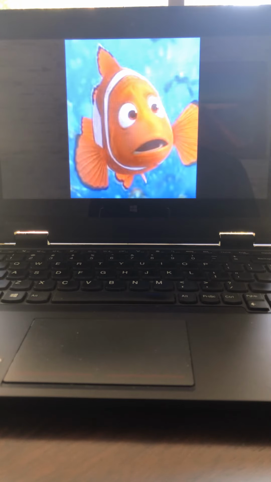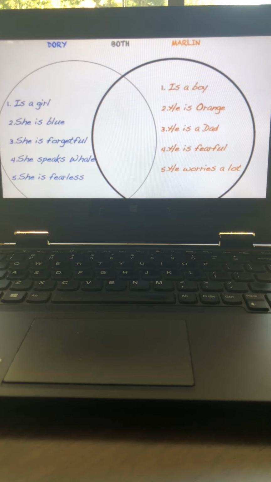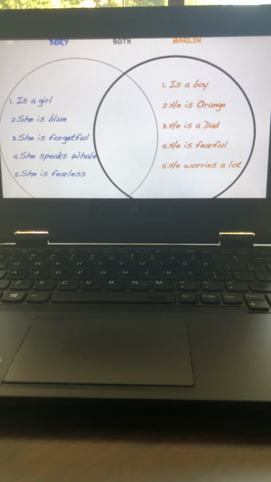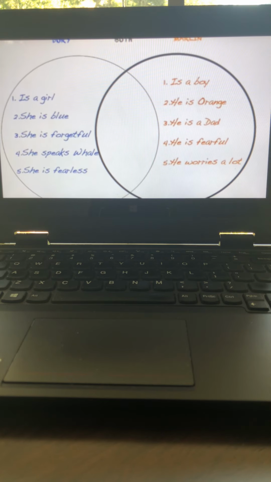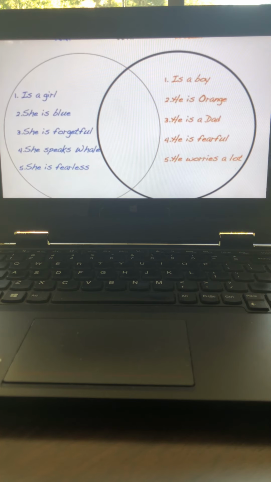So now let's focus on Marlin. What do we know about Marlin? Marlin is a boy. He is orange. He's a dad. He's fearful. He worries a lot. These are all characteristic traits that we would write in Marlin's circle.